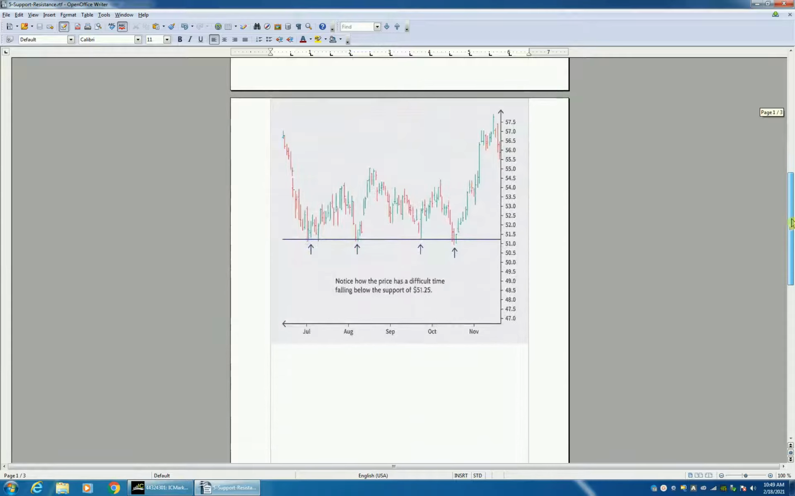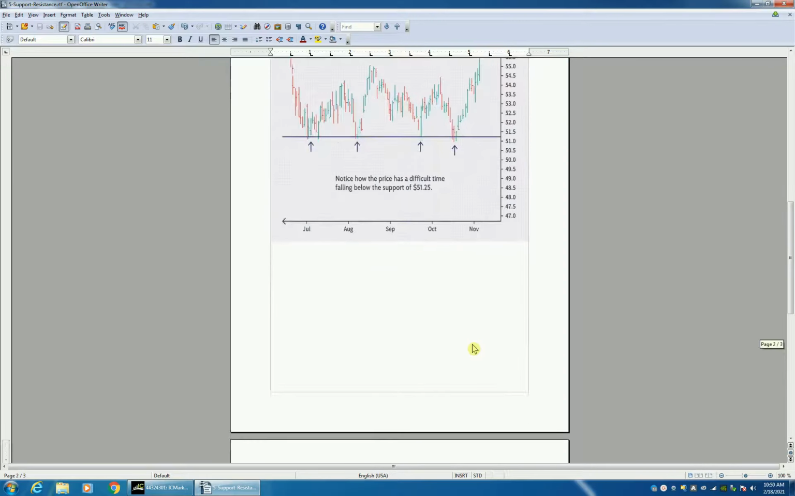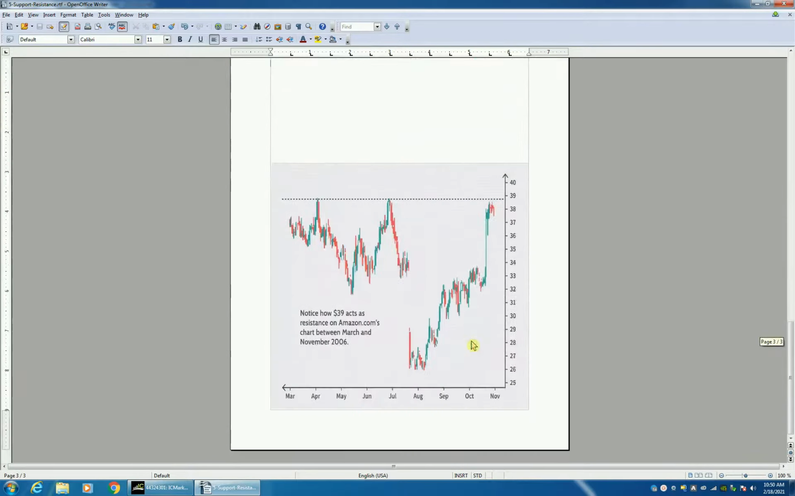Here's a very good chart of a very strong support. Notice how the price has a difficult time falling below the support of 51.25. This is just a random chart of IBM or Apple in a specific period where you see that the price keeps hitting it and keeps bouncing. So this is strong. How can this be applied to your trading strategy? Well, you've got to find those in the chart, and then the strategy that you pick will help you maximize your opportunities for success. All right, let's look into resistance.